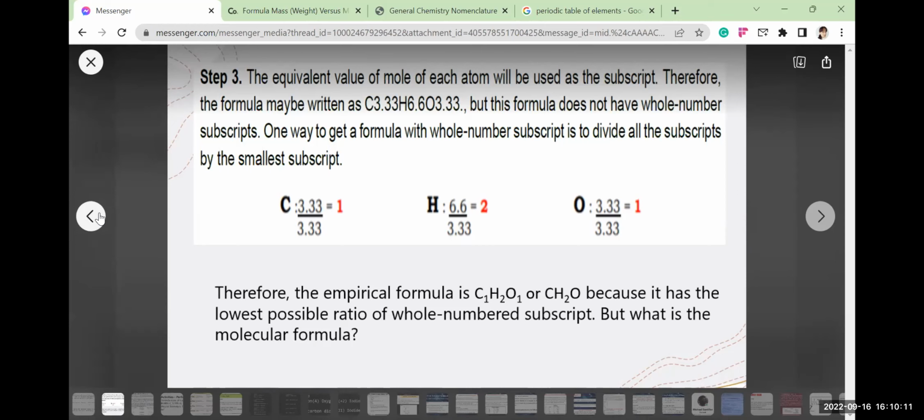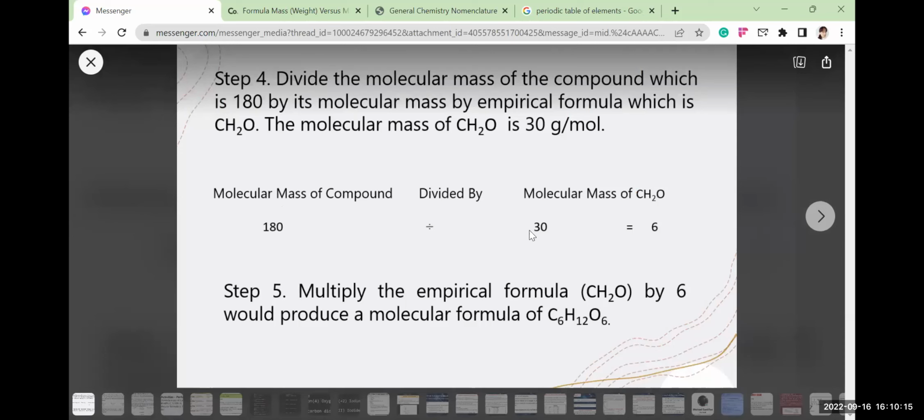And then, but what is a molecular formula? After you get this, divided by 30. So divided by 30 because, by the empirical formula, which is CH2. The molecular mass of CH2 is 30 grams per mole. So you have 1 mole and 30 grams. So divided by 6. So multiply it by 6. Okay, so I get it.